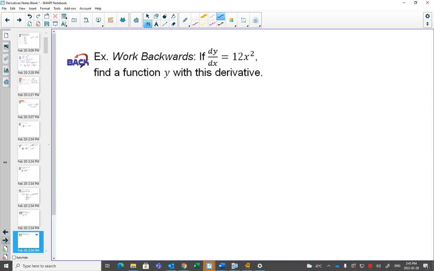Try this one. Some of you have done it already. You know you'd have to have an x cubed if it went down by 1. What number would have to be in front to get the 12? It'd have to be a 4.